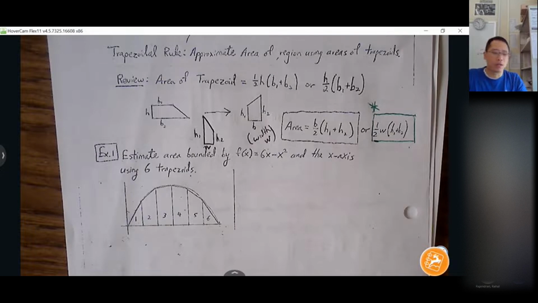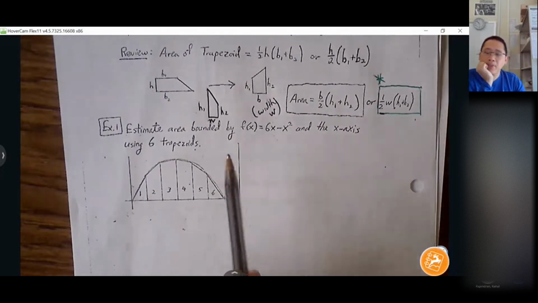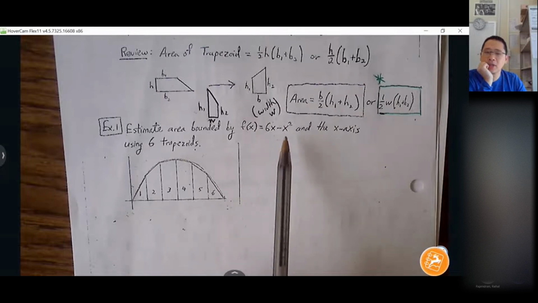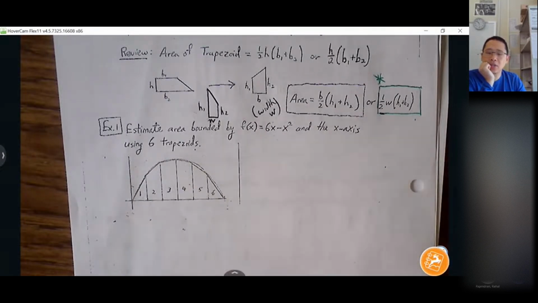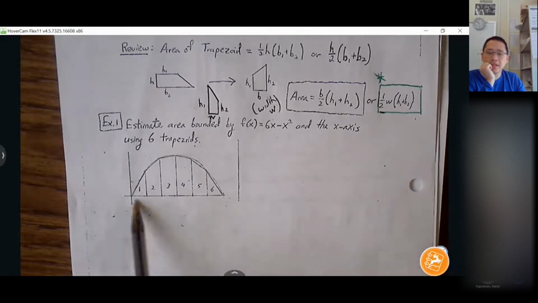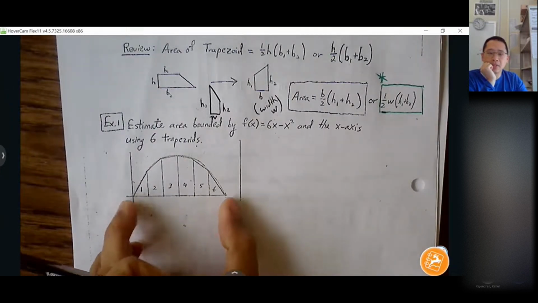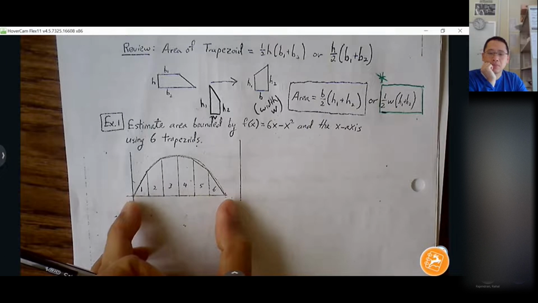All right, let's go ahead and try example 1 here. Estimate the area bounded by the function 6x minus x squared and the x-axis using 6 trapezoids. So here we have our curve. We have the x-axis. It's bounded, so we know that there is a starting and ending point created by the intersections between the graph and the x-axis.